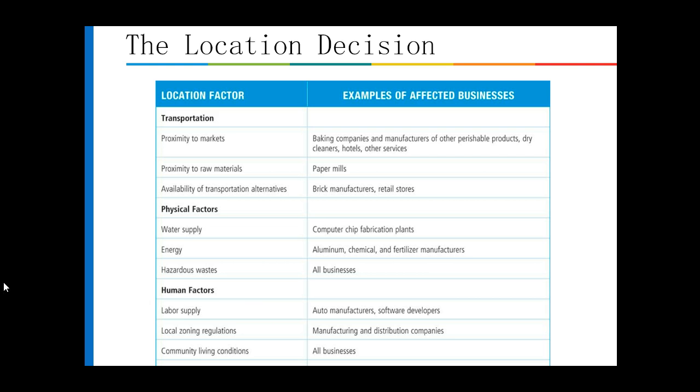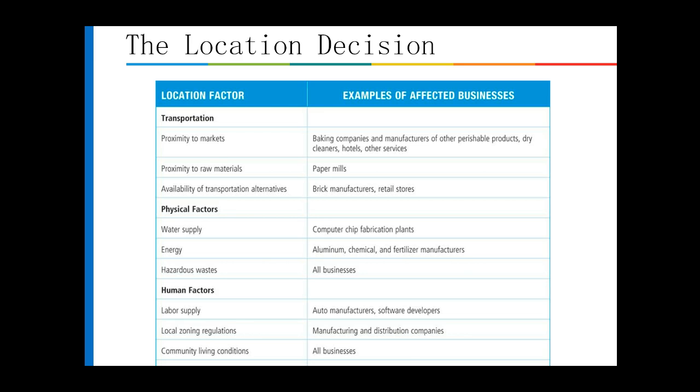The location decision. As an operation manager, there are a number of decisions that are needed to ensure that you are making the right decision on what location is best for your business. And here are some of the factors that are considered. Obviously, transportation and physical factors and human factors. Clearly, you want to make certain that you are in proximity to the markets or the materials that you'll need, and you have availability of transportation alternatives if necessary.